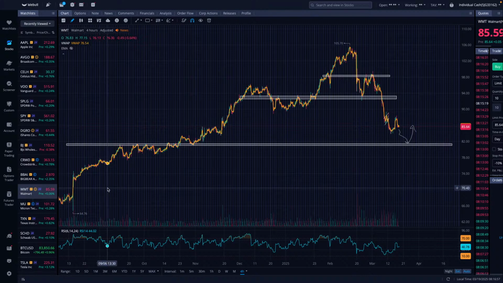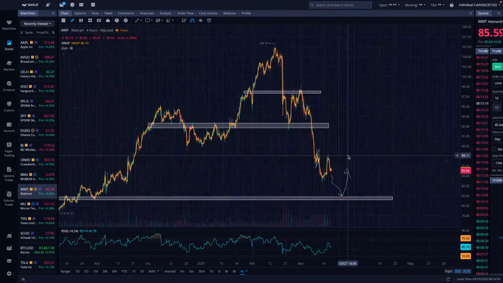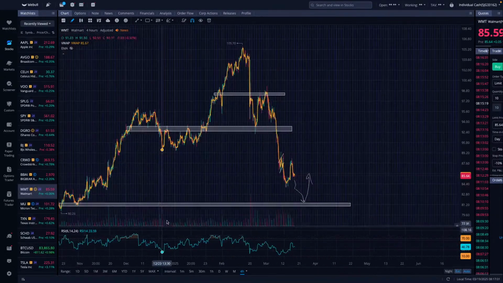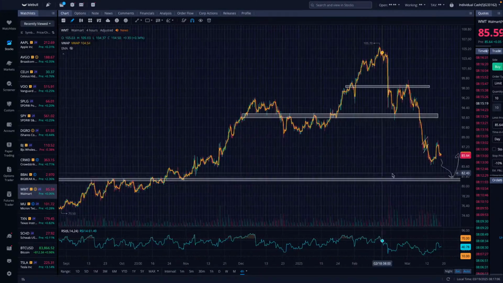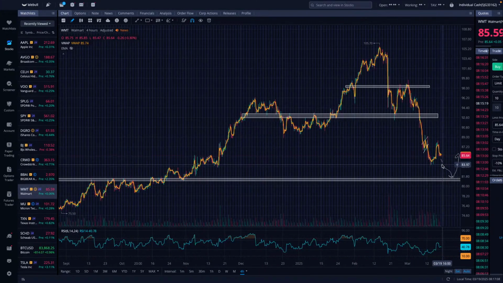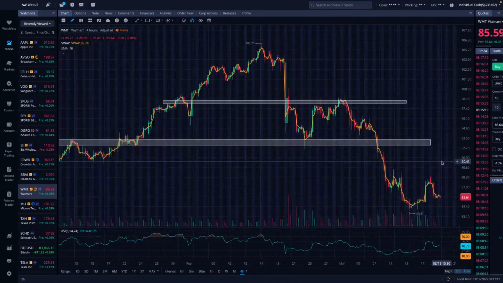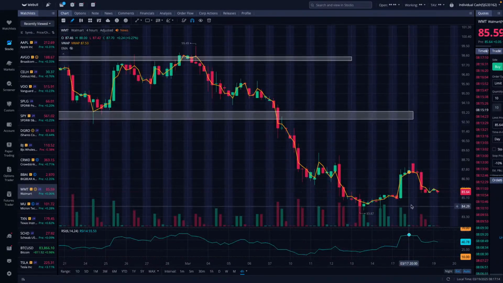All right, so looking at Walmart here. This is really the move I've been looking for. I'm waiting for this bounce. I'm waiting for $80 per share. You can see that we clearly have, let me just get rid of this for a second, it probably makes it confusing. We have this hold so far at $84, $83.